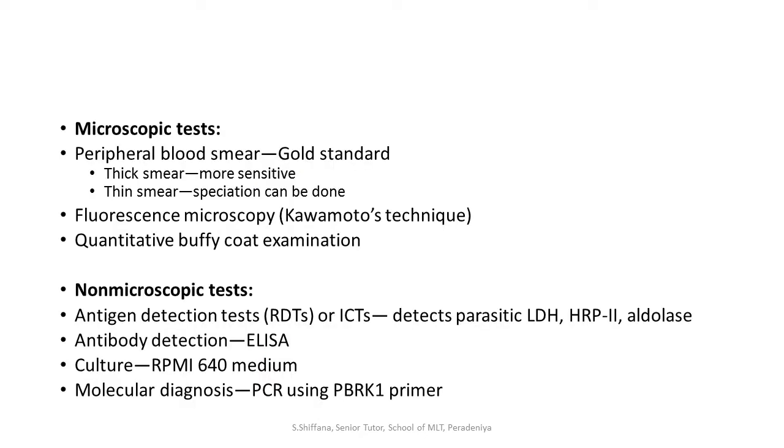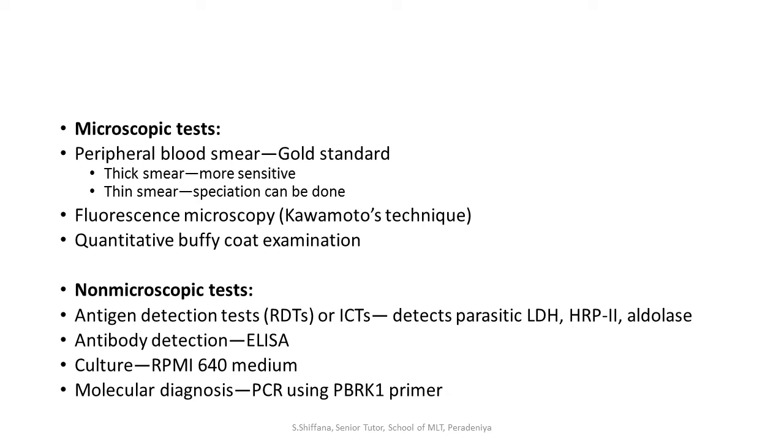Now we will move into the laboratory diagnosis. First we have to do the microscopic test. Here we have to take the peripheral blood smear. This is the gold standard method. Normally we have to prepare thin and thick film. We can prepare thin and thick film on separate slides, or sometimes we can prepare them on a single slide.